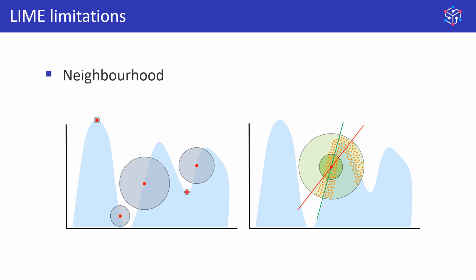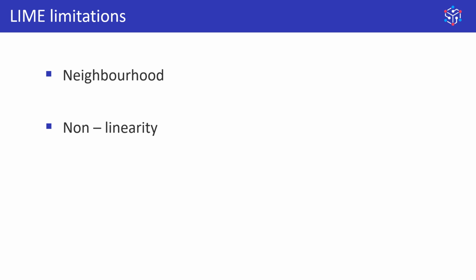Nonlinearity. Because we selected capital G as the family of sparse linear models, there may not be a faithful explanation if the underlying model is very nonlinear, even in the prediction's locality. Improbable instances. Perturbed instances are produced from a Gaussian distribution without regard for feature correlation. This can result in improbable instances that can be used to learn local explanation models.